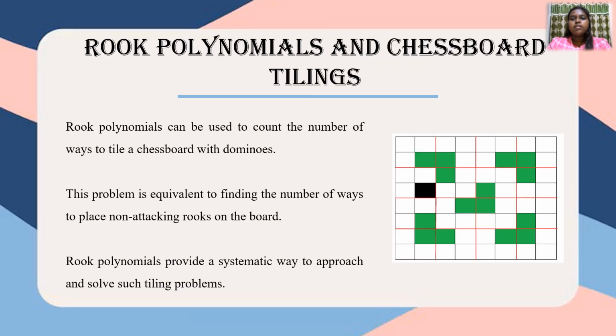Rook polynomials and chessboard tilings. Rook polynomials can be used to count the number of ways to tile a chessboard with dominoes. This problem is equivalent to finding the number of ways to place non-attacking rooks on the board. Rook polynomials provide a systematic way to approach and solve such tiling problems.